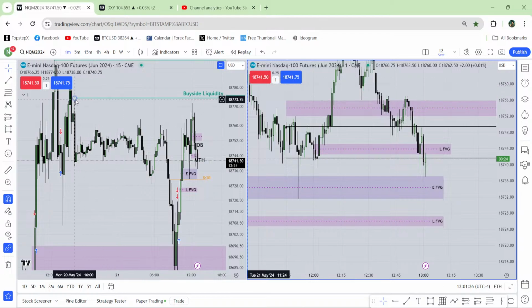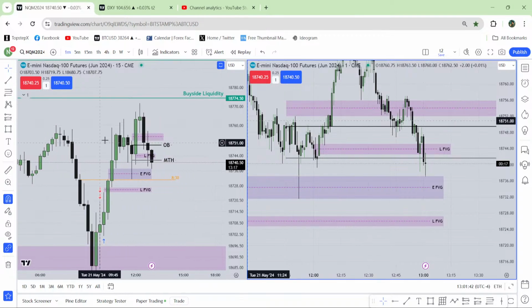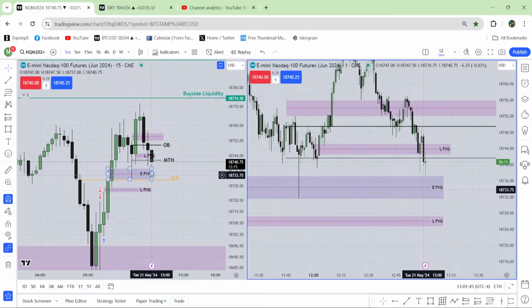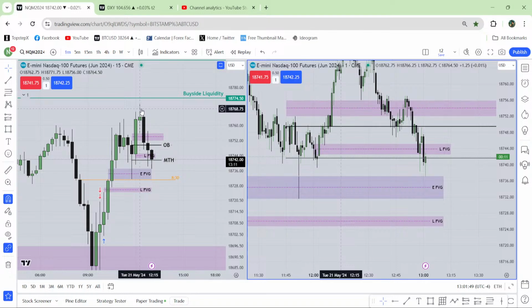Look at this 15-minute chart. This swing high and that swing high, they're relatively equal highs, so they are the buy side liquidity. Price has traded this entry fair value gap. This is the last fair value gap. This is the entry fair value gap. Price has traded that, went higher.